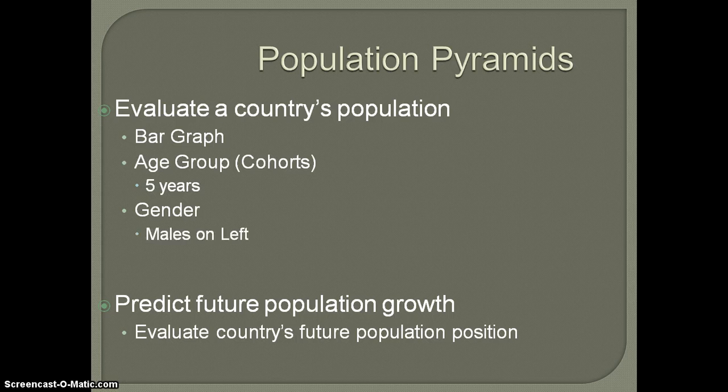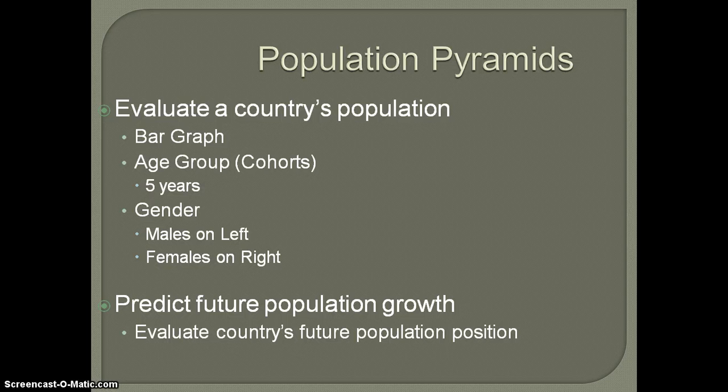Generally speaking, males are going to be on the left-hand side of the population pyramid, whereas females are typically going to be on the right-hand side. Most of the time, these will be labeled, but sometimes they may not be, so the general rule of thumb is just know that males are on the left and females tend to be on the right.